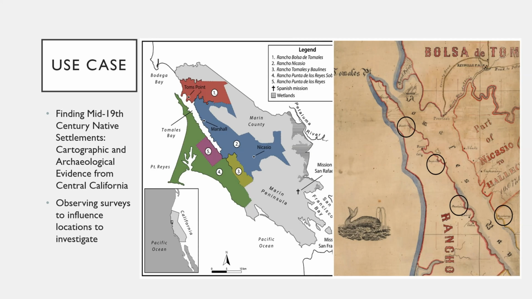So with these, you can see on the right side with the historical map, there are settlements along the Tomales Bay. In those sites, you can see the majority of them fall in the Rancho Punta area. And then this can be used to go and further investigate and find archaeological sites.